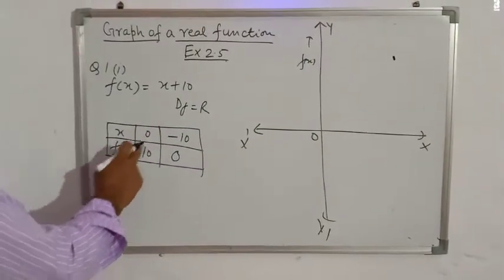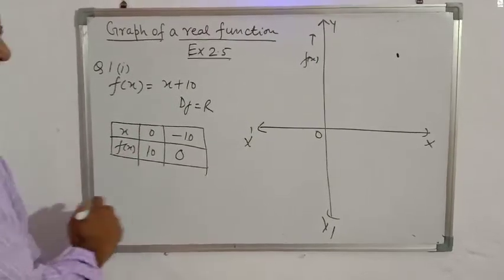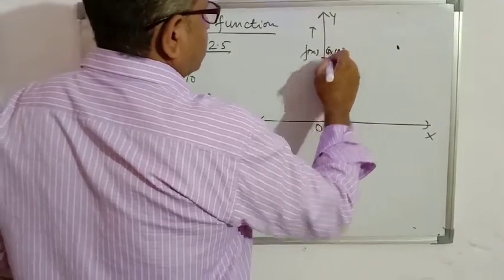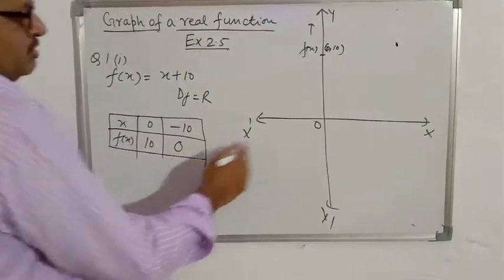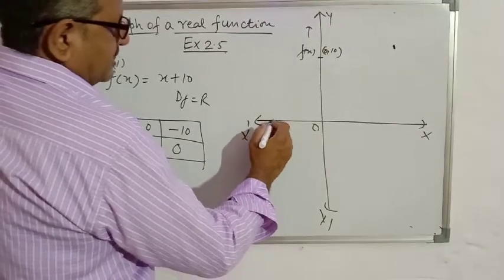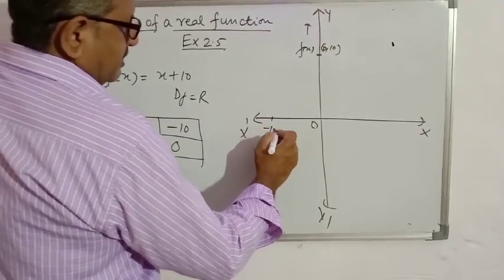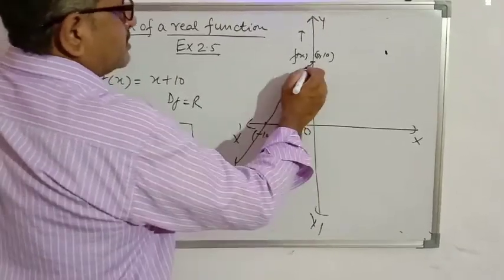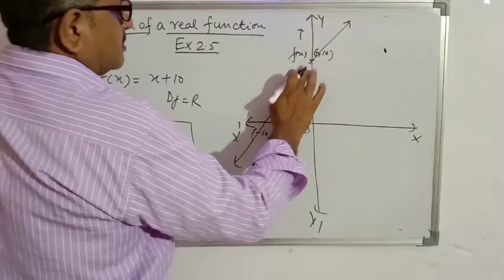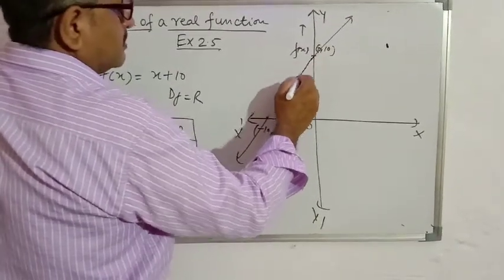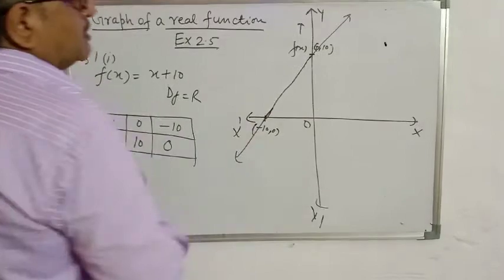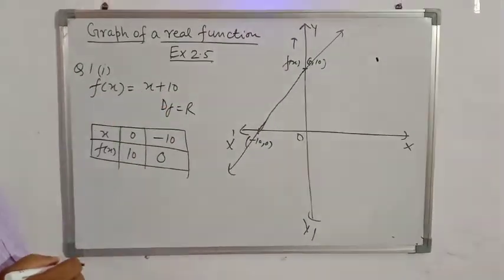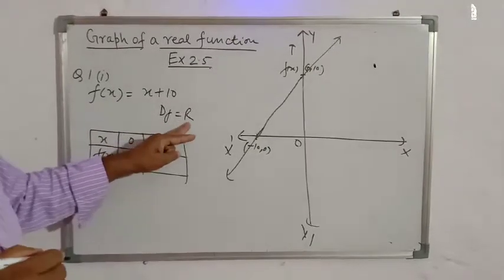So 0 comma 10: x is 0, y meaning f(x) is 10. Suppose this is the point 0 comma 10. And minus 10 comma 0, minus 10 will lie in the negative direction of the x axis. Suppose this is minus 10 comma 0. Join it. So this straight line represents y is equal to x plus 10. So the domain is all the real numbers.